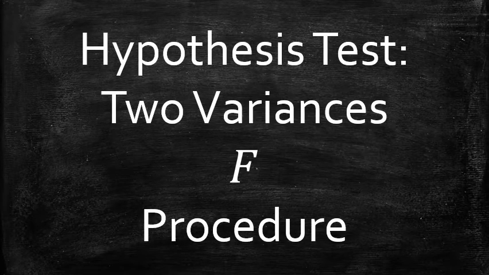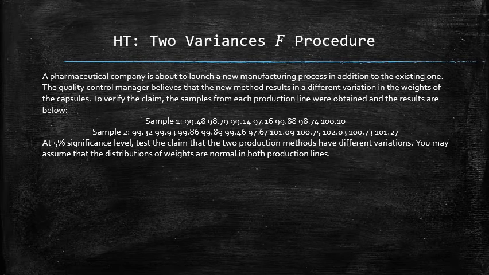Next, I will show how to apply the Two Variances F procedure to test a statistical claim about two population variances. Consider the following example. A pharmaceutical company is about to launch a new manufacturing process in addition to the existing one. The quality control manager believes that the new method results in a different variation in the weights of the capsules. To verify the claim, the samples from each production line were obtained and the results are given.